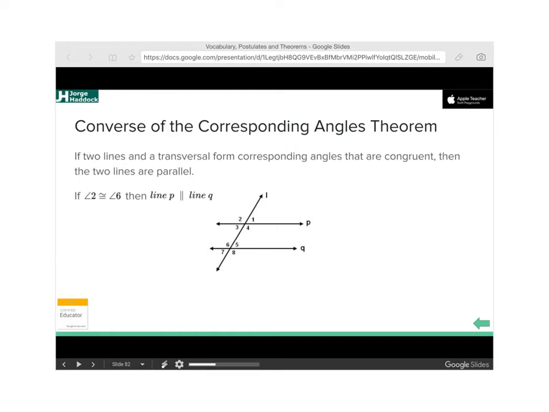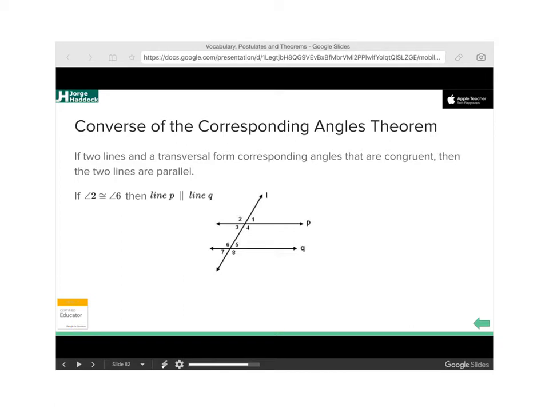Hi. So in this video, we're going to be proving that lines are parallel. We are going to use the converses of most of the theorems that we saw in a previous video. The first one is the converse of the corresponding angles theorem: if two lines and a transversal form corresponding angles that are congruent, then the two lines are parallel. As you can see, this is the converse. We are going now the other way.